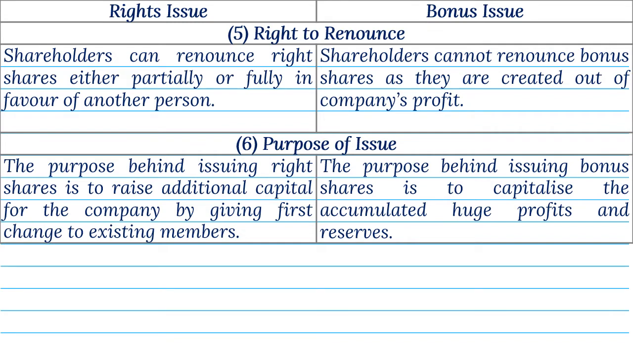6. Purpose of issue. The purpose behind issuing right shares is to raise additional capital for the company by giving first chance to existing members. The purpose behind issuing bonus shares is to capitalize the accumulated huge profits and reserves.